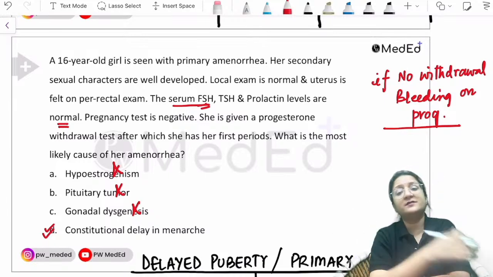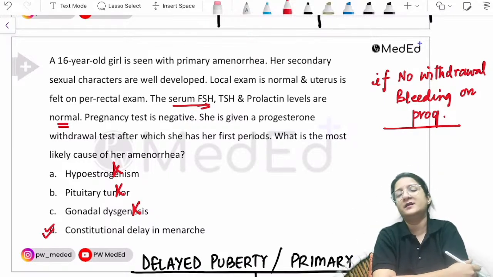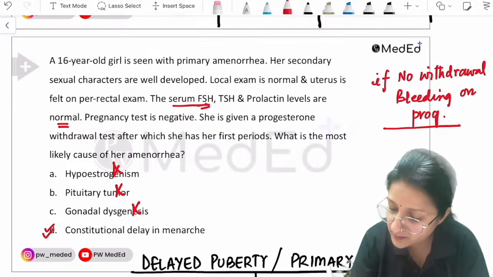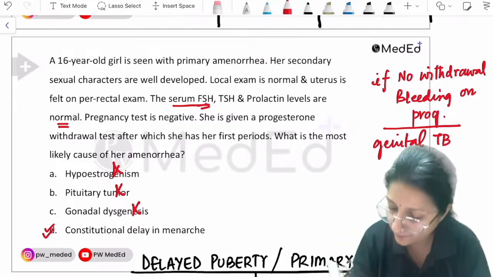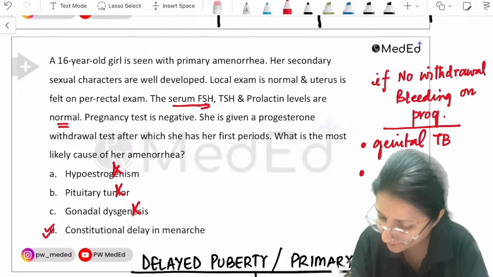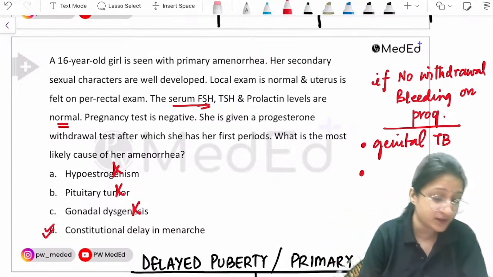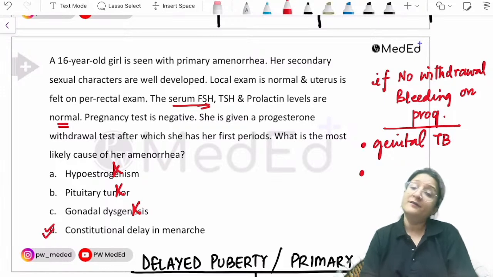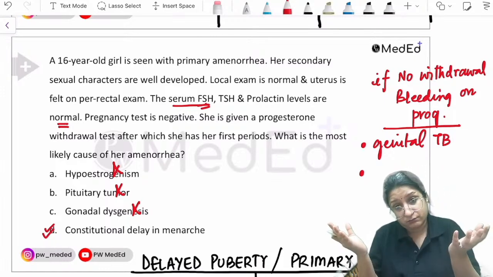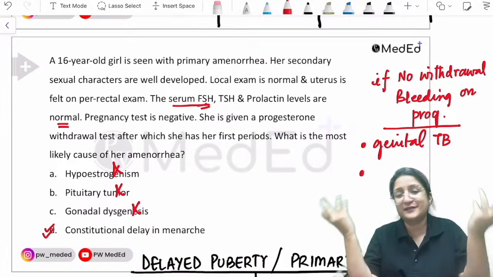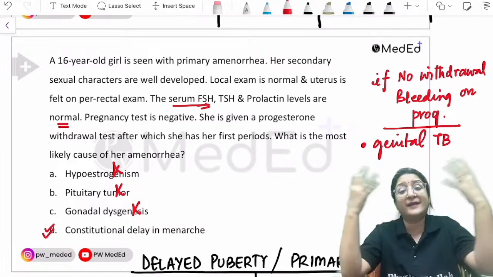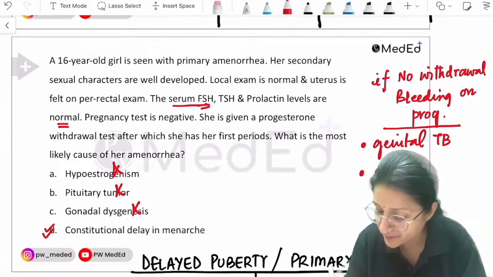In this same situation, if no withdrawal bleeding on progesterone, I'll think about the endometrium. I'll think about the possibility of genital tuberculosis in our setting. And very good, lack of receptors in the endometrium. Very rare, but potential. Extremely rare. Endometrial receptor defects, or congenital absence of endometrium. So endometrium defects, which are very, very rare.